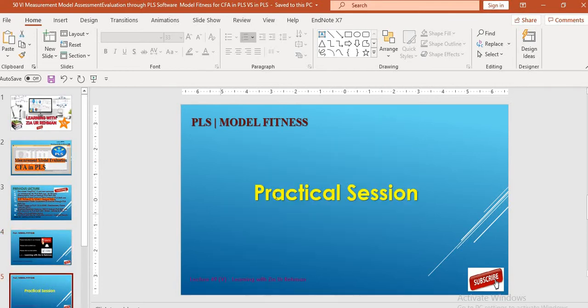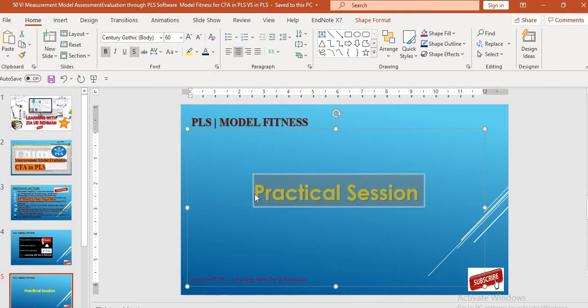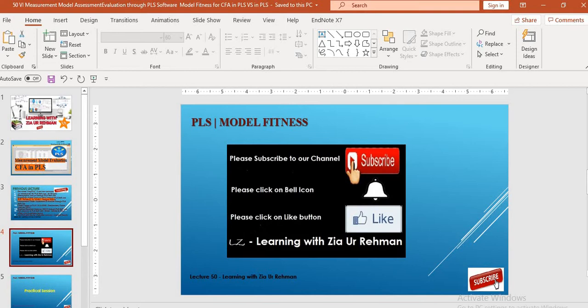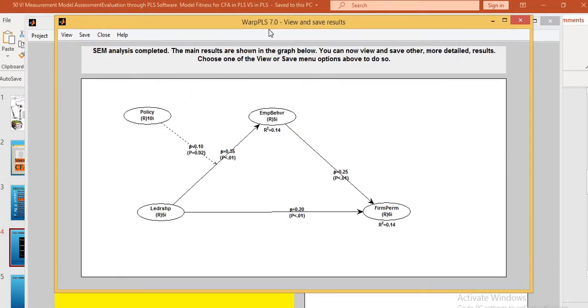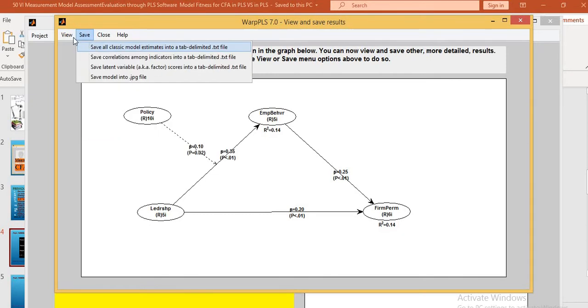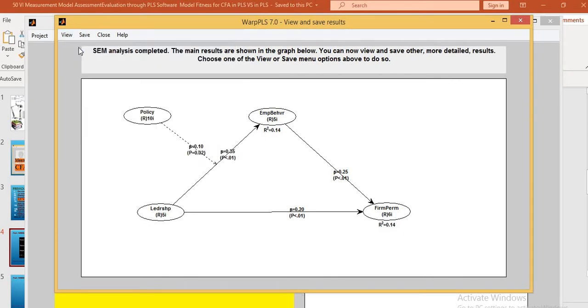Today's lecture is, as per our previous lectures, also a practical session. Scholars, first I can let you see how to extract the model fitness by using PLS software. Click on view/save results. This will open a new window for you. Click on view, click on view journal results.